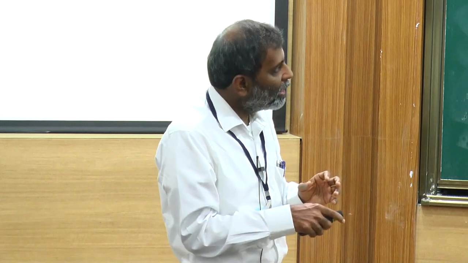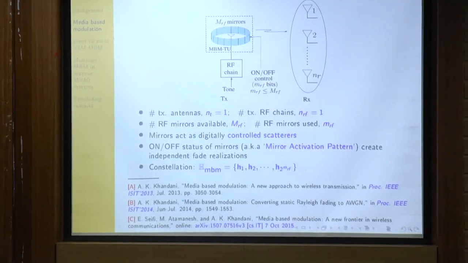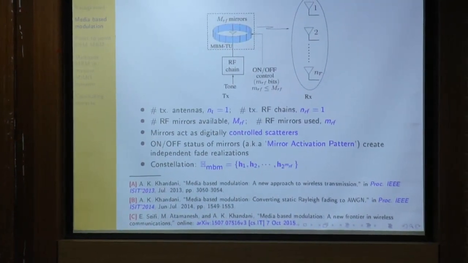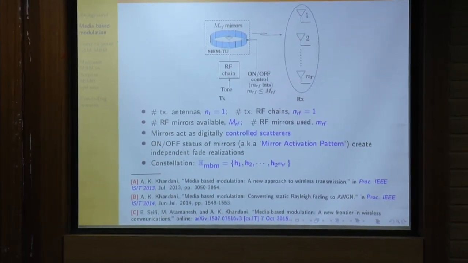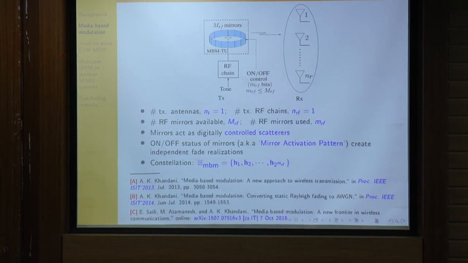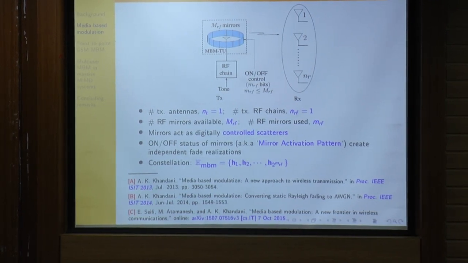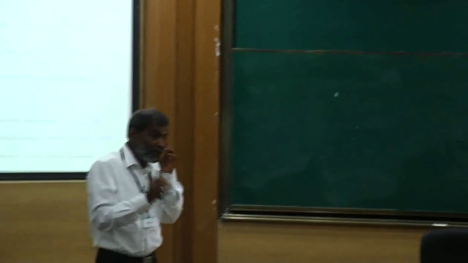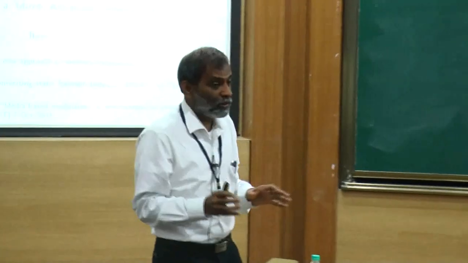Capital M_RF, RF mirror, that is the number of mirrors that are there. And M_RF bits can go and then excite these guys. You control these individual mirrors with ones and zeros. And because of this, essentially what happens is the near field characteristics of this transmitter is going to be perturbed by the information bits. Right? There is an antenna, there is a near field, and there are scatterers around it. And those scatterers are near field scatterers, and they are controlled scatterers. They are digitally controlled scatterers. They are information bits based controlled scatterers.